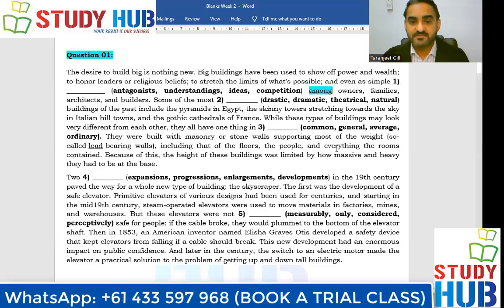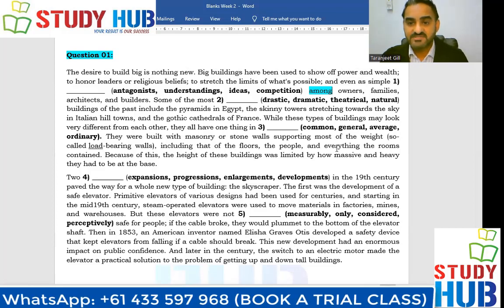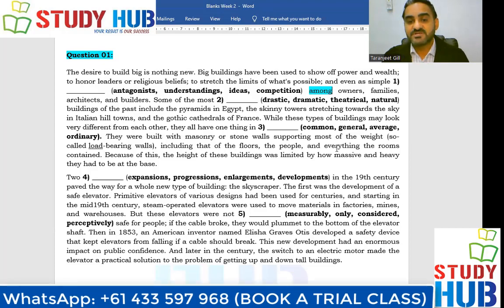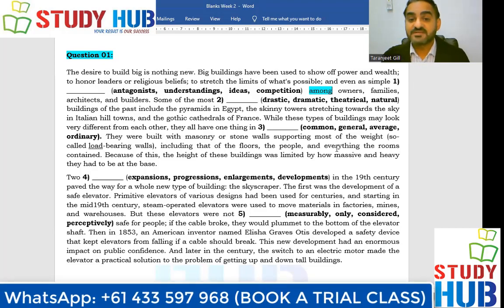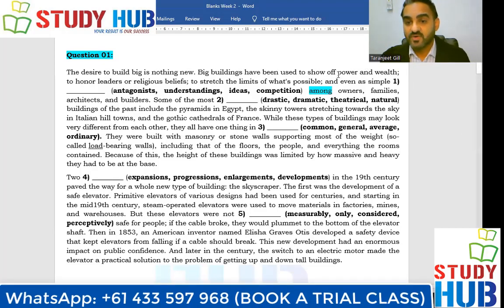Owners, families, architects, and builders. So what can you have among owners, families, architects? Can we have understandings among owners, ideas among owners, or competition among owners? Pretty much everything makes sense. So we have to then look at the context.